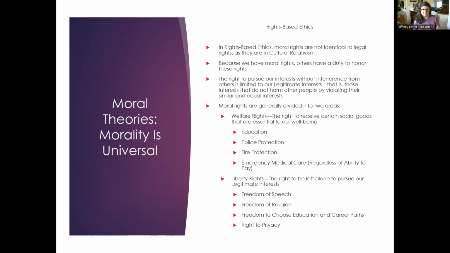Moral rights under rights-based ethics are generally divided into 2 areas. We have our welfare rights, which is like our right to receive certain social goods that are essential to our well-being. So things like education, police protection, fire protection, emergency medical care, even if we don't have the ability to pay, right? Those are welfare rights. They're moral rights, though. Society is like morally obligated to provide those to us.